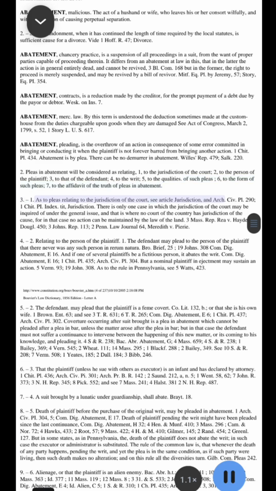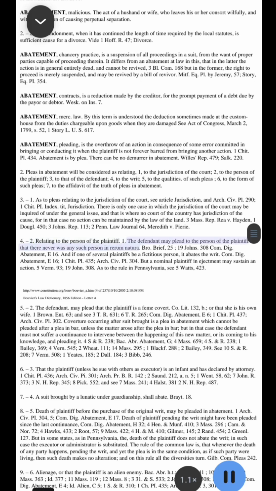3. 1. As to pleas relating to the jurisdiction of the court, see Article Jurisdiction, and Arch. Civ. Pl. 290, 1 Chit. Pl. Index, Tit. Jurisdiction. There is only one case in which the jurisdiction of the court may be inquired of under the general issue, and that is where no court of the country has jurisdiction of the cause, for in that case no action can be maintained by the law of the land. 3 Mass. Rep. Ray v. Hayden, 1 Dougl. 450, 3 Johns. Rep. 113, 2 Penn. Law Journal 64, Meredith v. Peary.